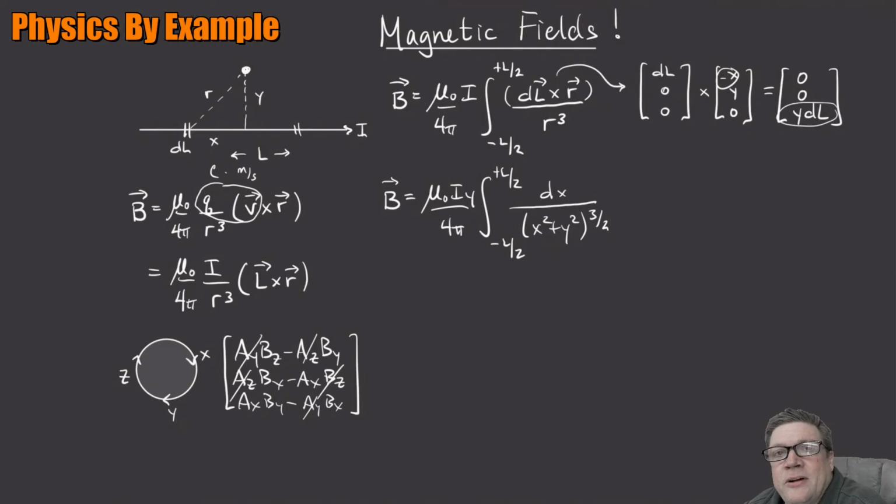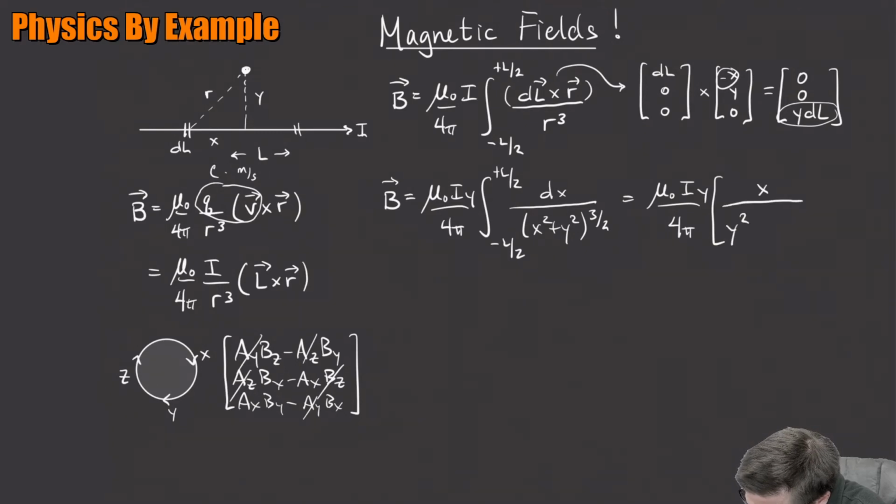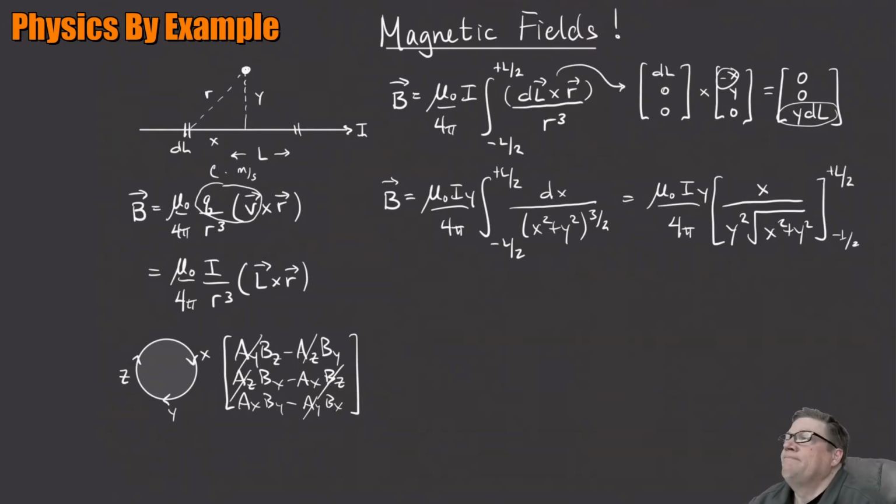We've seen this integral already. We've done this back in the electric field units. We've seen this one to death. We just look it up, or you might even remember what it is. So this is going to be mu naught I y over 4 pi. This integral is going to be x over y squared times the square root of x squared plus y squared, and then I go from minus to plus. Okay. Let's see, the y cancels with one of those.